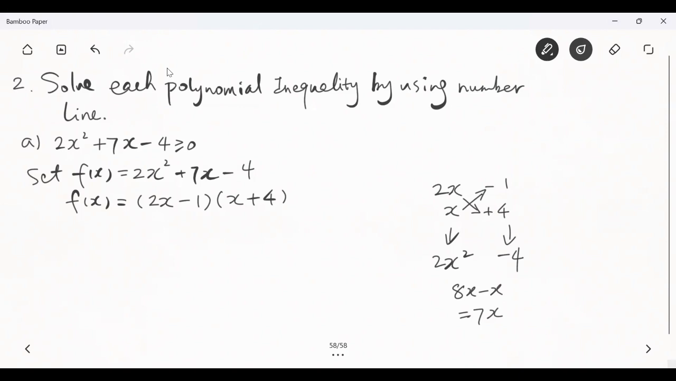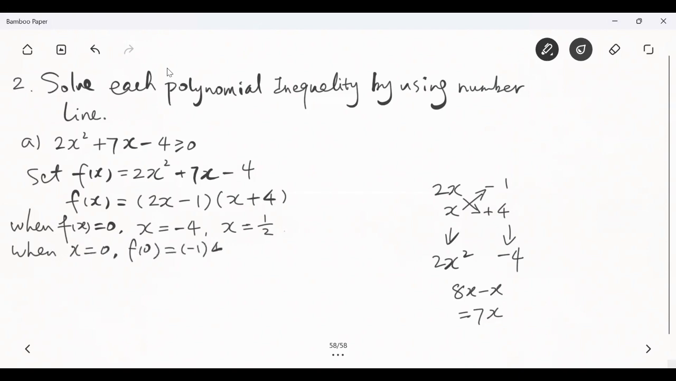So this is correct. And next, when f(x) equals 0. So from 2x minus 1 equal 0, we get x equal 1 over 2. And from x plus 4 equals 0, we get x equal negative 4. And write down in order. So x equal negative 4 and x equal 1 over 2. This for x-intercept. And for the y-intercept, x equal 0. So we get f(0) equal negative 1 times 4. So equal negative 4. Okay.